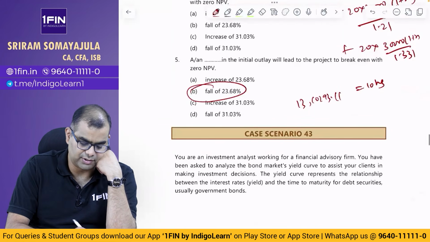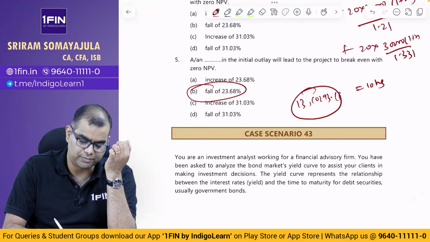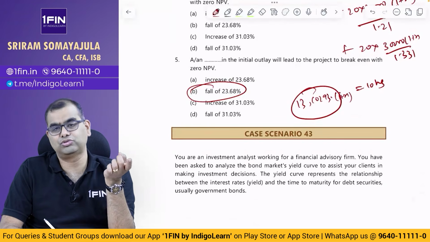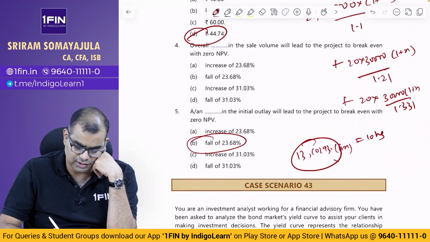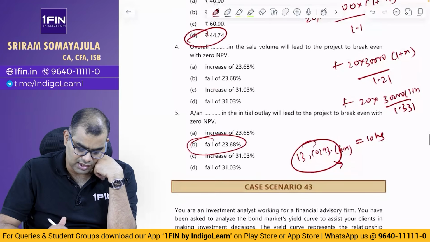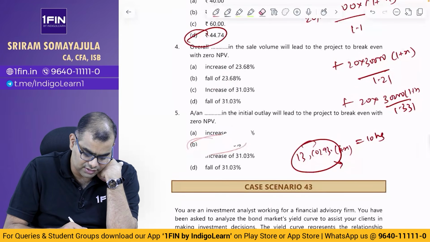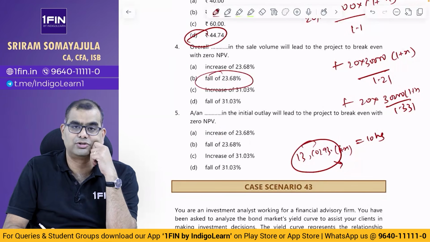Yes, if it reduces by 23.68%, then it will fall from 13.10 lakhs to 10 lakhs. Then your NPV will be 0. Now this is the reduction in sales volume. What did they ask? Acha, I marked the wrong answer. See, be very, very careful. 23.68% is the reduction in volume that will lead to 0 NPV.